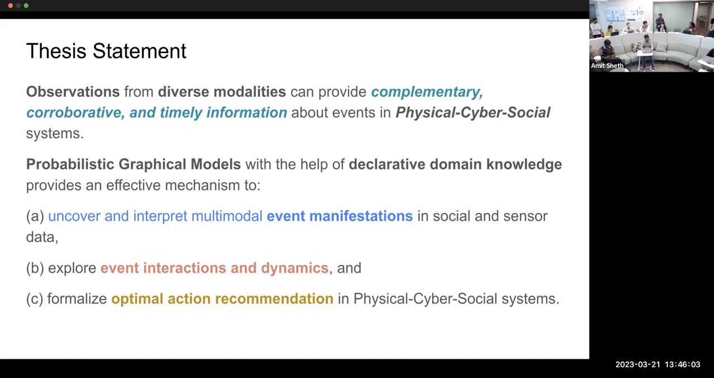I think the major difference here is that CPS, cyber physical systems, was already existing. A lot of networking people and IoT engineers have used that term, but here the aspect of social is what is different, because that is what is novel.